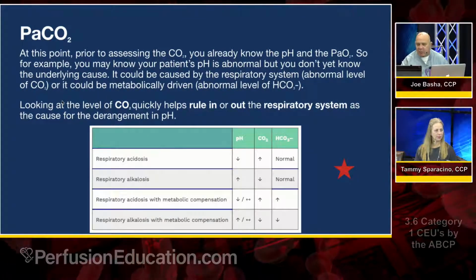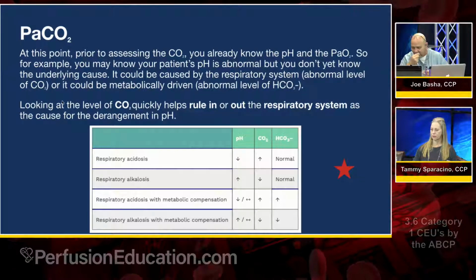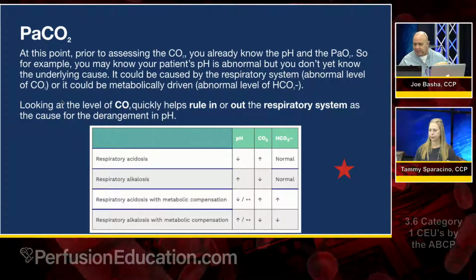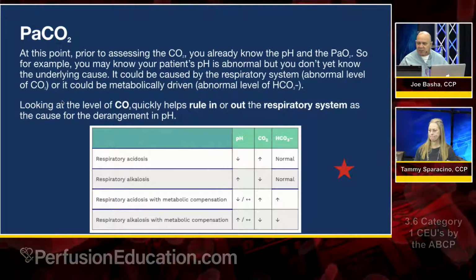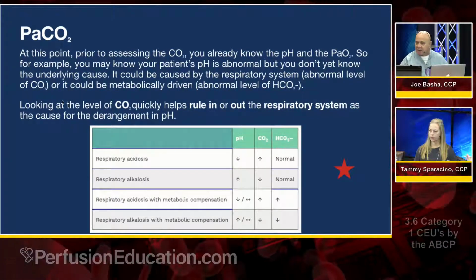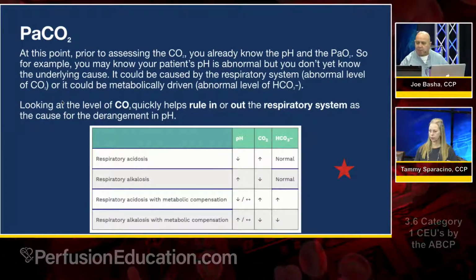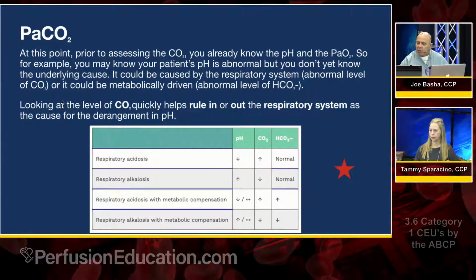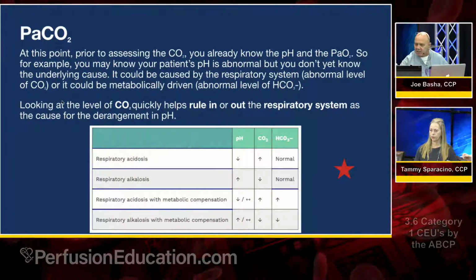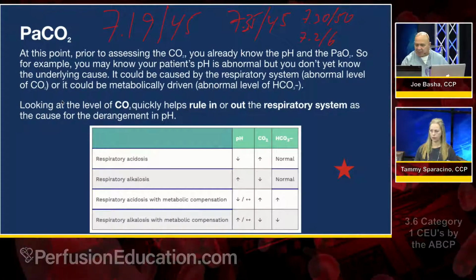Yeah, absolutely. So when you look at the PCO2 at this point, prior to assessing the CO2, you already know the pH. And remember, we talked about this earlier, you know the PaO2 because that's the thing that's going to hurt the patient the quickest. So, for example, you may know that your patient's pH is abnormal, but you don't yet know the underlying cause. It could be caused by the respiratory system, abnormal level of CO2, or metabolically driven abnormal level of bicarb. Looking at the level of CO2 quickly helps rule in or out the respiratory system as the cause of the derangement.